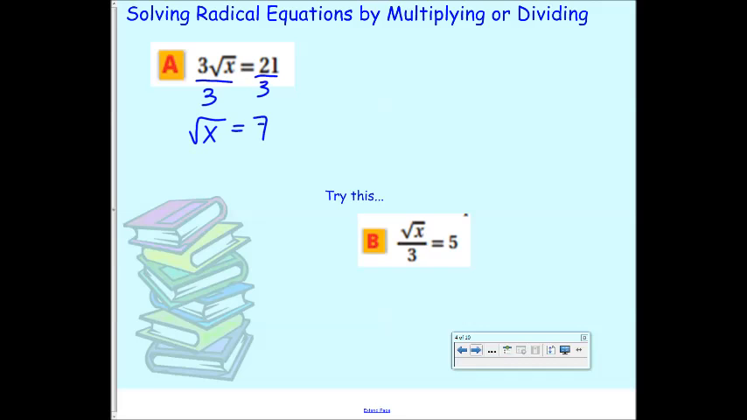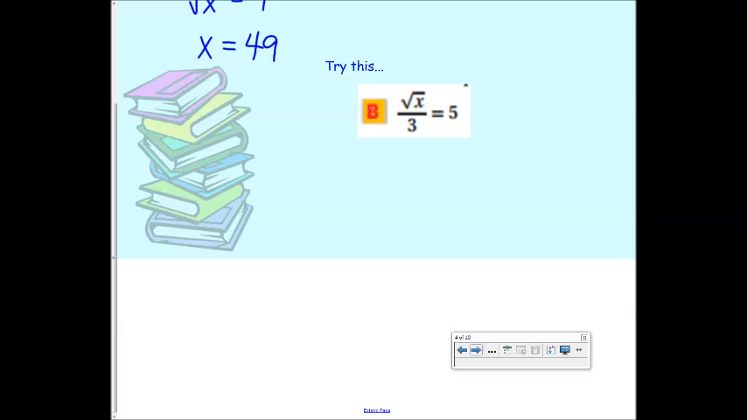And then what do I do? Square, and x equals 49. Perfect. Okay? Still no curveball, right? So to get rid of multiplication, we still use what? Okay, good. So then down here in B, this is my only mild curveball.